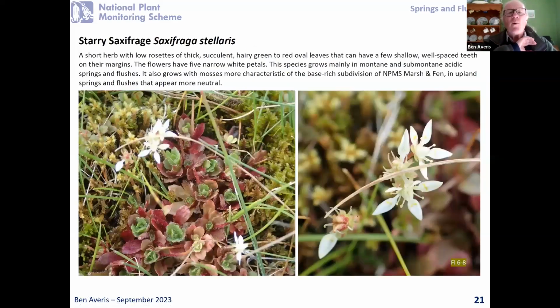Okay, next one, starry saxifrage. If you're up in mountain areas, you can be very likely to see this one in springs and some flushes that are acid. So little rosettes of oval leaves with a few teeth scattered along them, and flowers with five petals that are very narrow with a lot of space between them. There's often a reddish tinge to the leaves, and the leaves have a slightly thick texture, almost slightly succulent. Quite distinctive little plants, scattered rosettes among mosses in these springs in mountain areas. So that's another acid one, really.